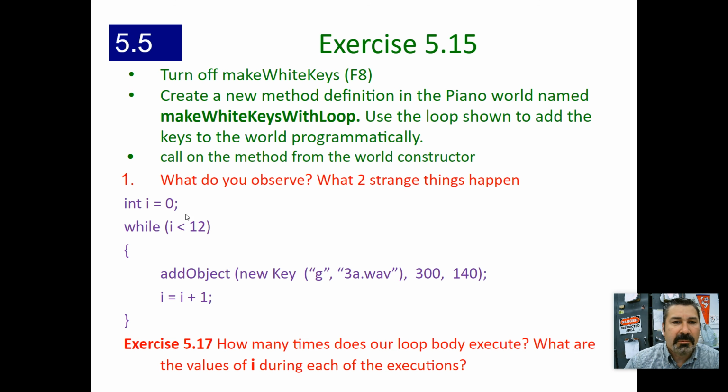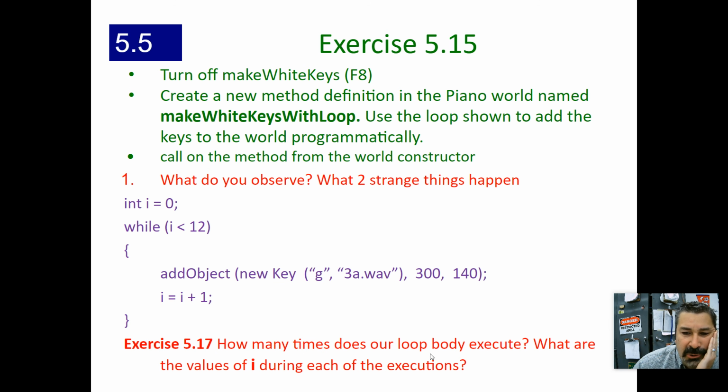Okay, so we're going to make a method in the piano world called makeWhiteKeysWithLoop, and you're going to say int i = 0; while i is less than 12. It looks like we're going to add 12 keys: addObject(new Key("3a.wav")), and i = i + 1. Okay, what do you observe? What two strange things happen? It's not going to do exactly what we want.